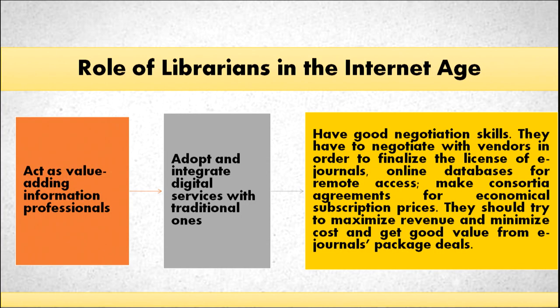A librarian has to act as a value-adding information professional. He should adopt and integrate digital services with traditional ones. He should have good negotiation skill. They have to negotiate with vendors in order to finalize the licenses of e-journals and online databases for remote access. Many consortia agreements for economical subscription prices, he should have negotiation skill for that. They should try to maximize revenue and minimize cost and get good value for e-journal package deals.